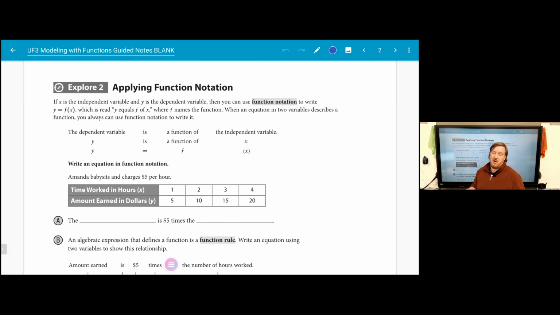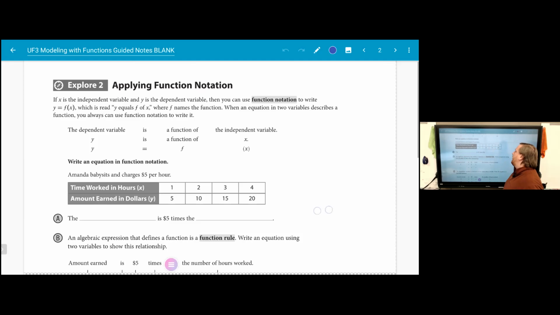f names the function. It could be g, q, r, m. When an equation in two variables describes a function, you can always use function notation to write it. The dependent is a function of the independent. y is a function of x. y equals f of x. So let's go ahead. I know that's kind of a little bit convoluted. Let's look here.